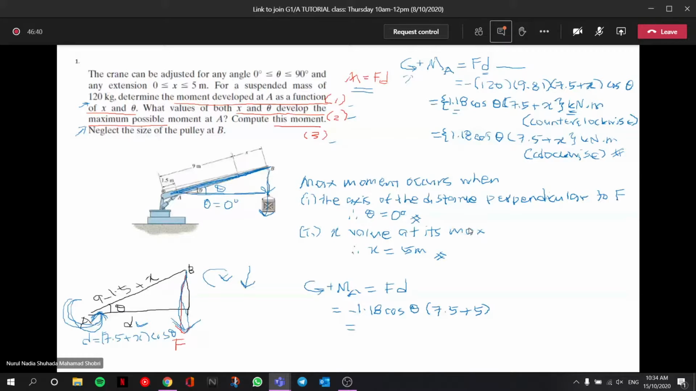Oh, the value of the moment. It should be 14.75 kilonewton meter. So this is counterclockwise. If you define the moment direction to be clockwise, then this should be the answer.